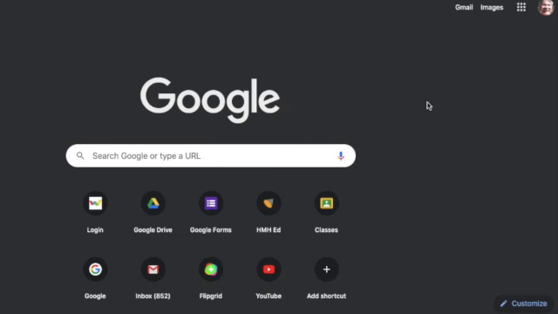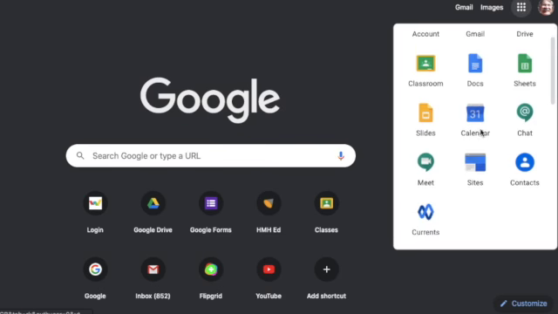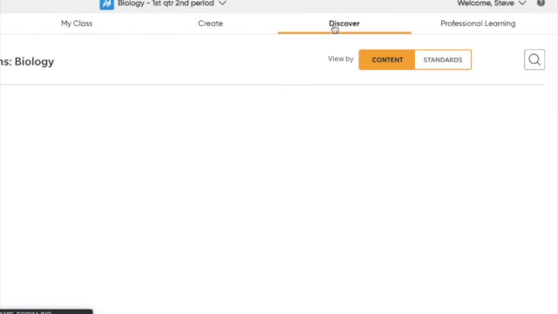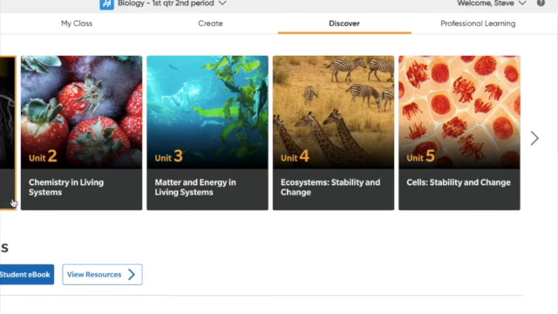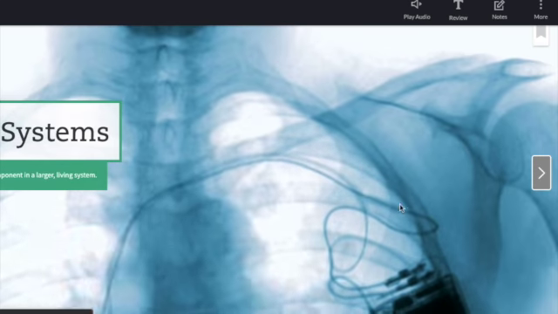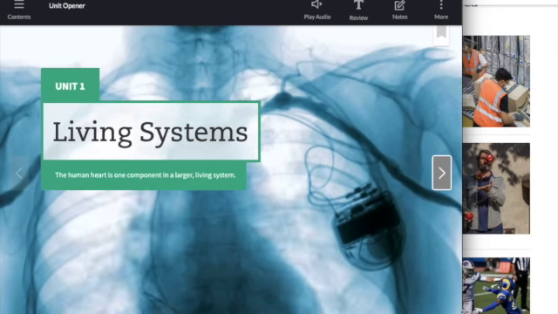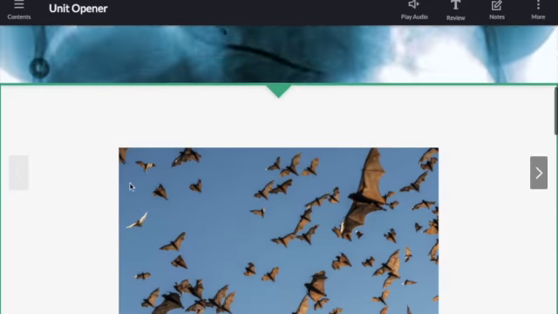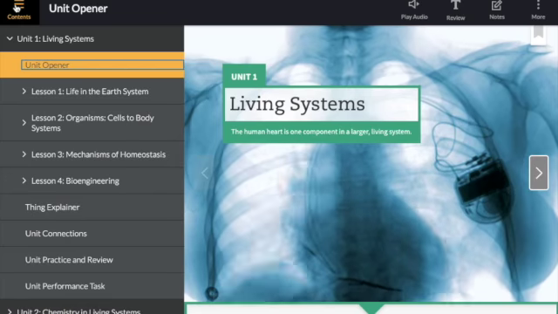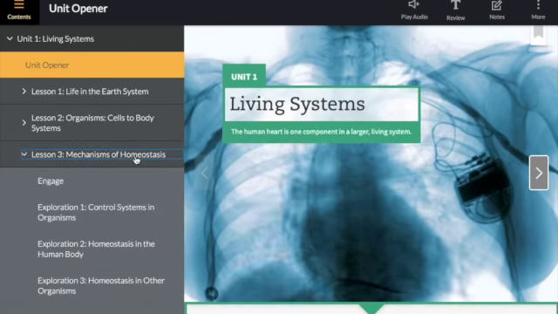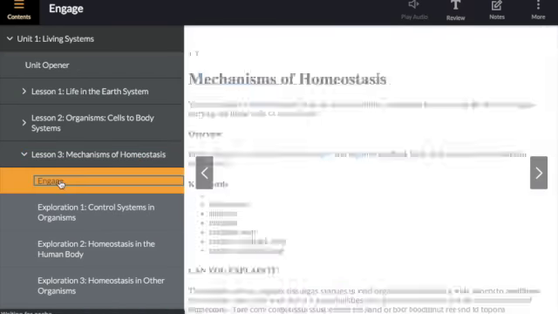Let's take a look at an overview of the chapter here. So to find the chapter, I'm going to go to the Google Waffle and down here to the HMH Ed app. I'm going to sign in with my school account. And once the dashboard comes up, I click Discover, then Unit 1, which is over here to the side. And we're going to look at the student ebook. We actually want to go to Lesson 3, Mechanisms of Homeostasis. And we're just going to begin at the beginning here.